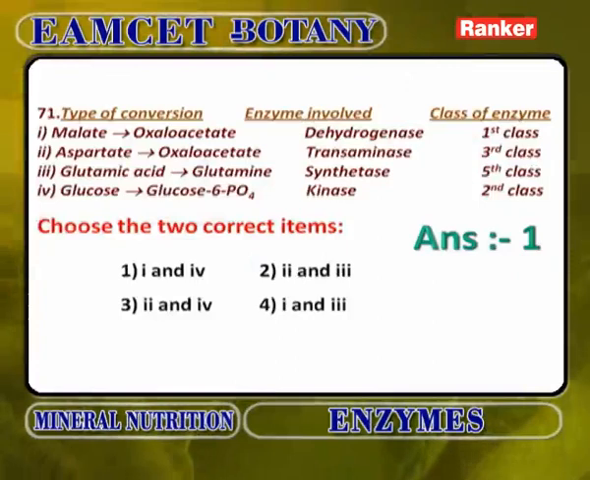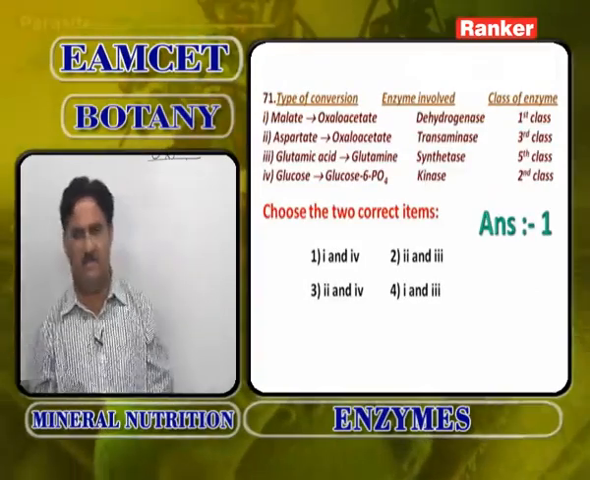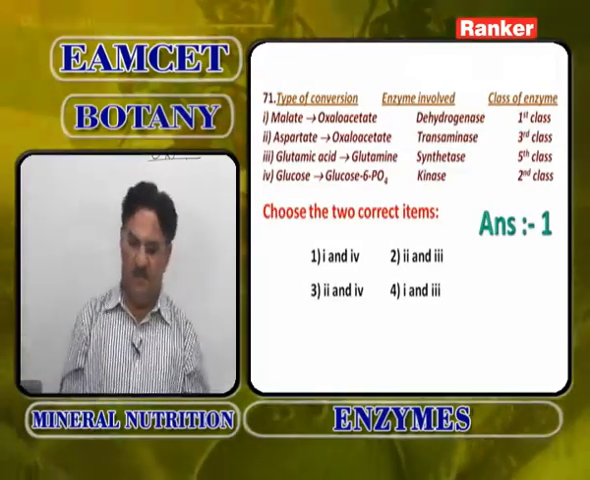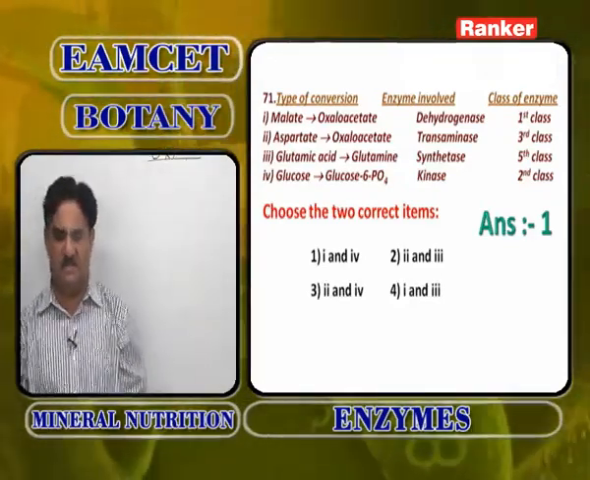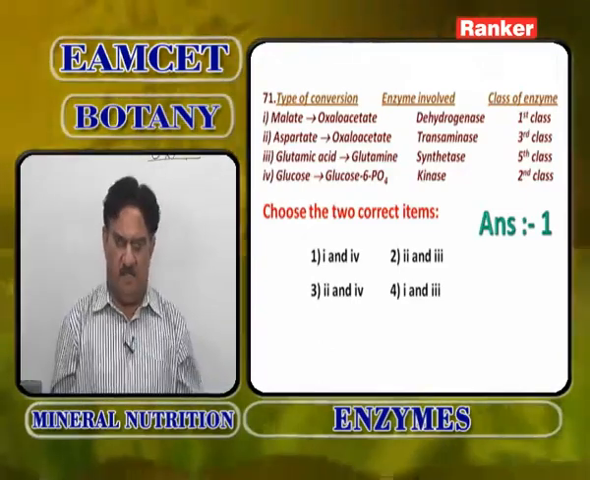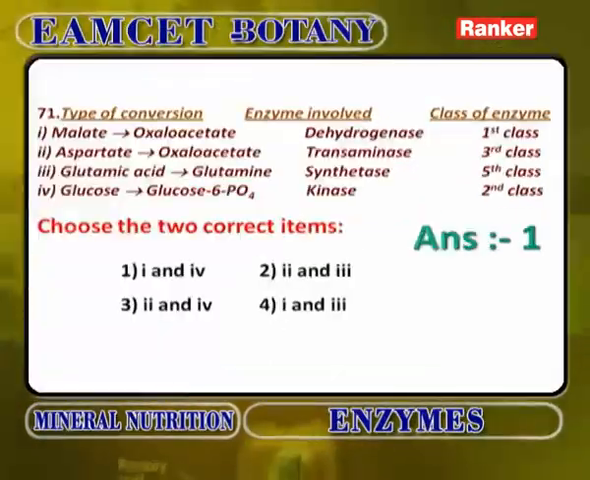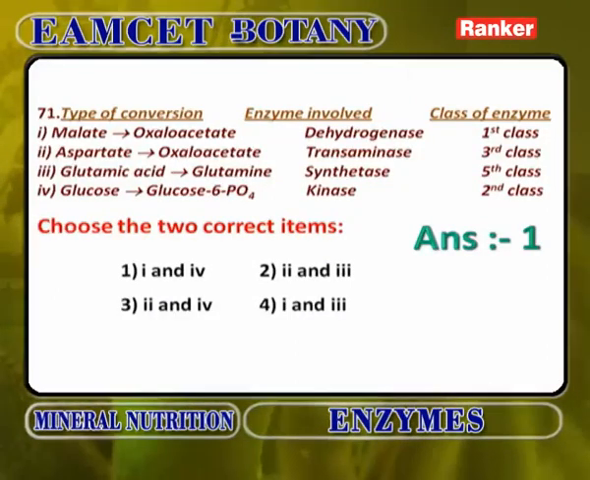So, malate becoming oxaloacetic acid, dehydrogenase, first class oxidoreductases is correct. Glucose converting into glucose 6-phosphate in the presence of kinase, second class transferases is correct. 1 and 4 are correct. Aspartate converting into oxaloacetic acid, transaminase is correct, but it is not third class, it is second class. Glutamic acid converting into glutamine in the presence of synthetase, fifth class is wrong, it is sixth class. So, it is according to the IUB system tabular form. So, malate and glucose, 1 and 4 are correct, hence the option is 1.